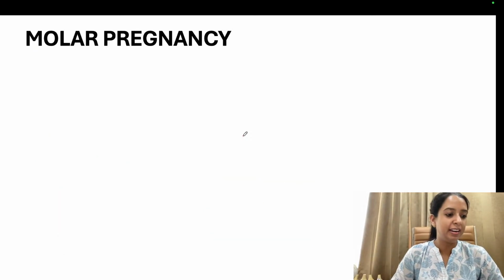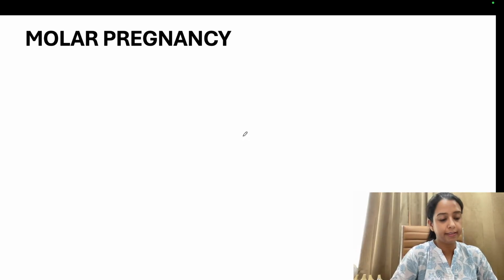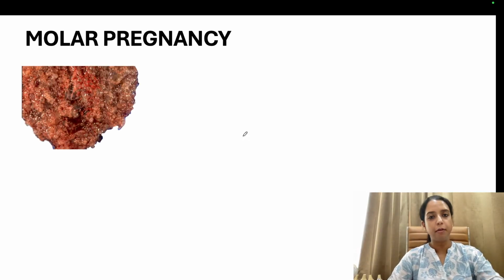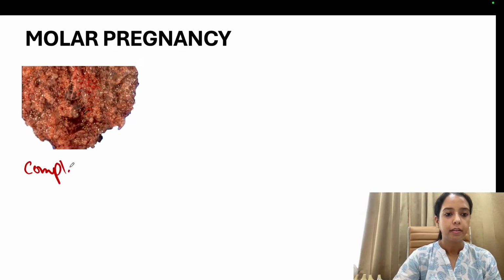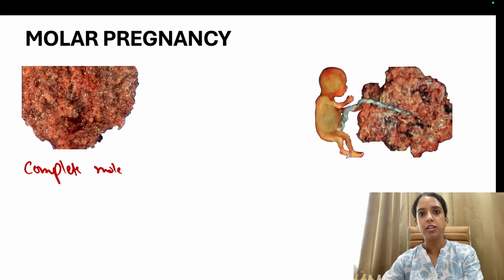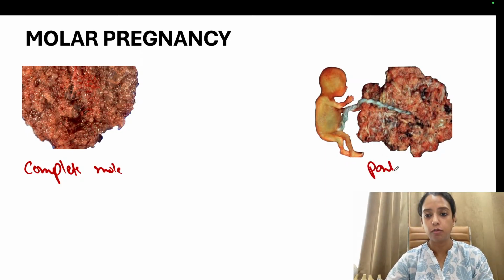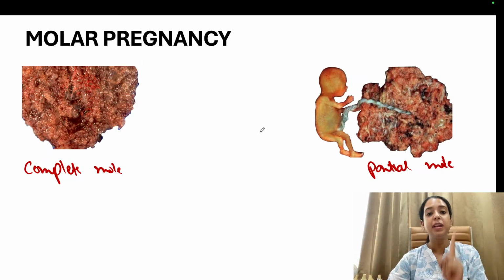Now coming to another early pregnancy complication, the molar pregnancy. Which type of mole is this? When I can only see the vesicles, nothing else, it is a complete mole. When along with vesicular changes I can also see a baby, then it is a partial mole. Both of them are benign but pre-malignant.